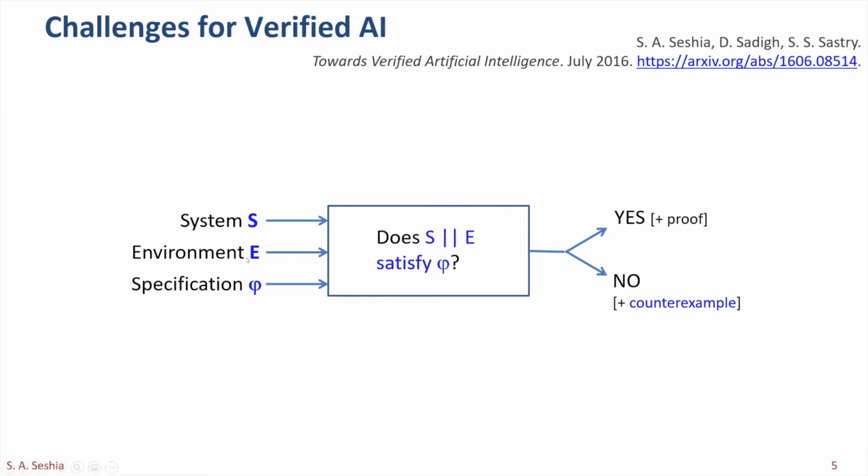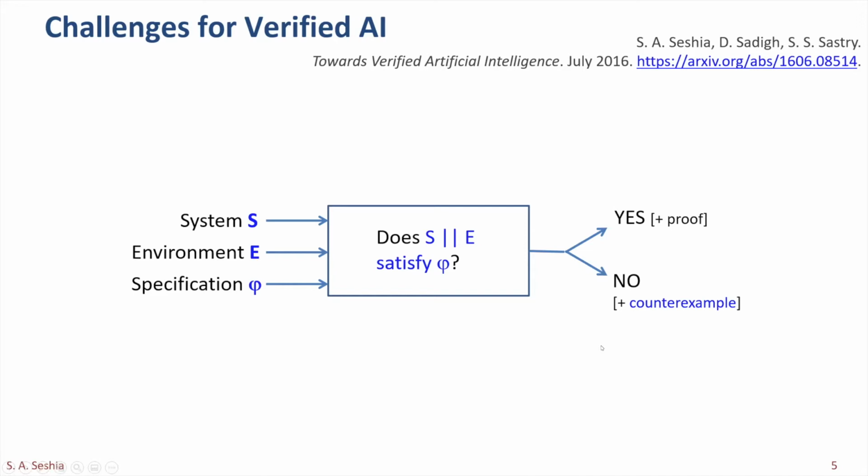So here's the standard view of formal verification. You have 3 inputs on the left: the system under verification S, the environment of the system, operating environment E, and the specification it has to satisfy phi. And the task in formal verification is to ask if S, when composed with E, satisfies phi. And ideally, you want a yes or no answer, right? Either it does, and ideally you want some proof, or no, it doesn't, and you want one or more counterexamples showing how things can go wrong.